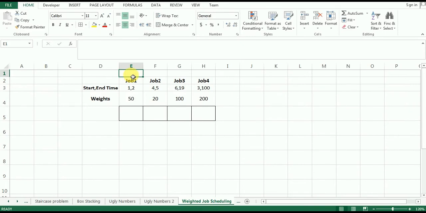So here I am at the framework where we'll solve this weighted job scheduling problem. As you can see, I have listed the jobs here with their start and end time in this row, and their respective weights in the row beneath. All right, now the first step to solving this problem will be to arrange these jobs in the increasing order of their start times.